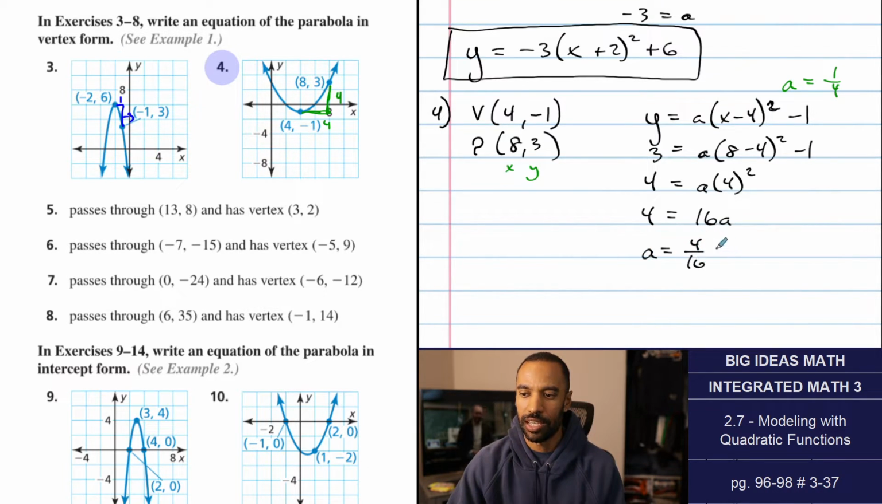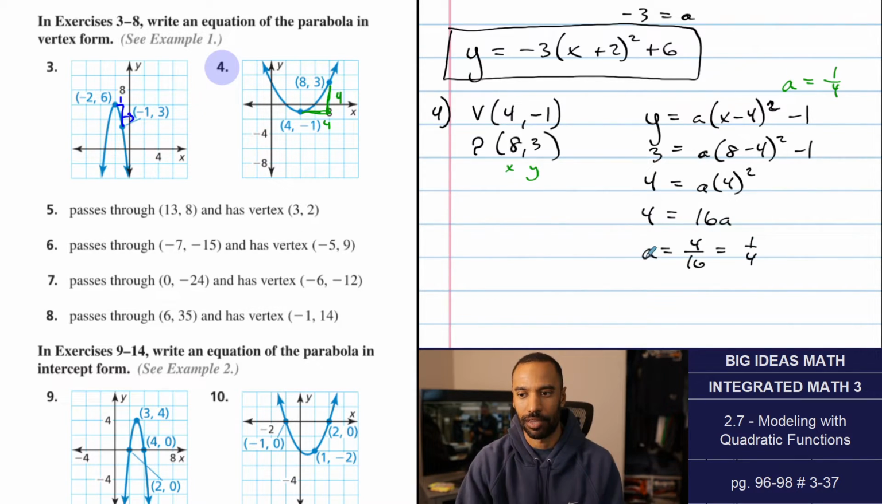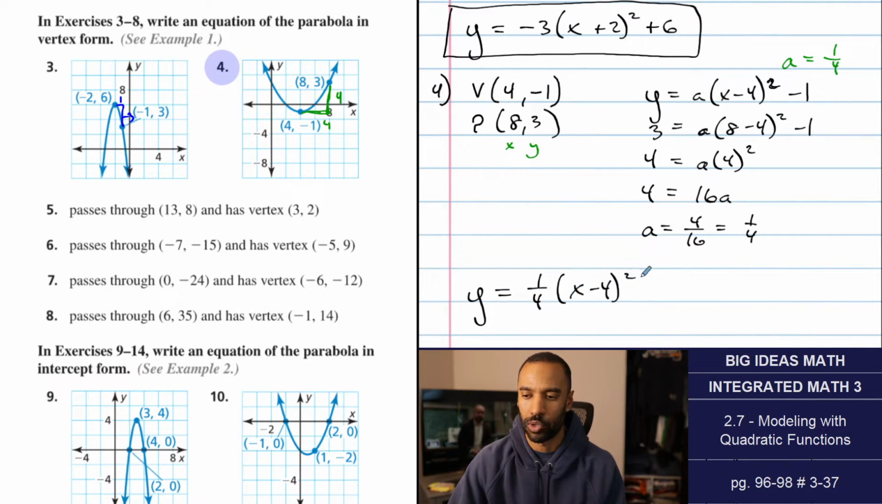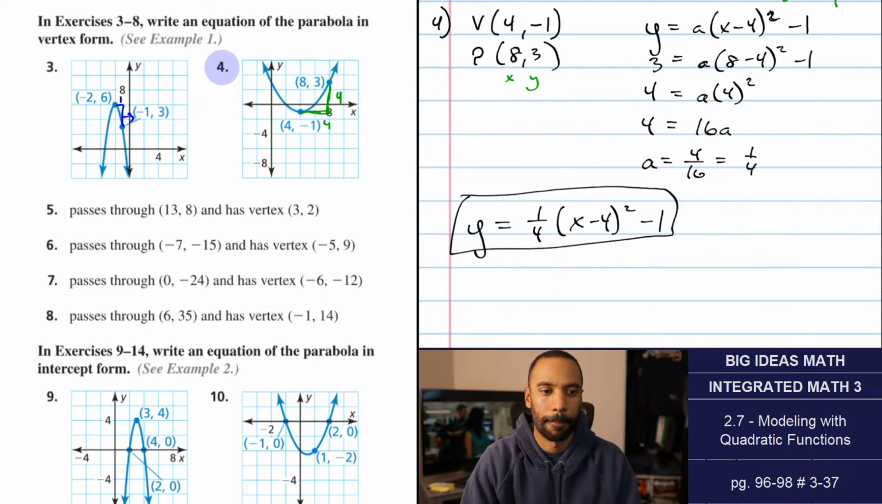4 over 16 is 1/4. So that's where I got the a value of 1/4. The final answer equation is y equals 1/4 times x minus 4 quantity squared minus 1. There's our vertex form on 4.